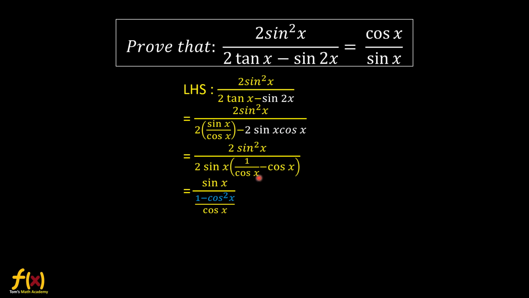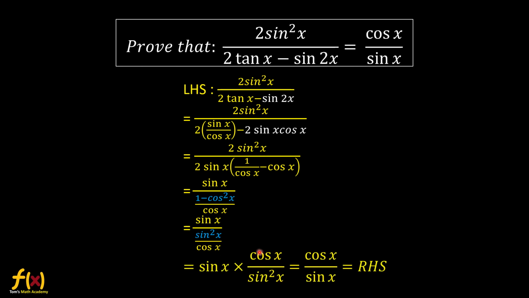Okay, the denominator, the bracket we modify. LCD is cos x. So we get 1 minus cos square x. And we know that 1 minus cos square is sin square x. So we simplify again. See, sin x must be divided by a fraction, so we have to multiply by the reciprocal. Then sin x and sin square x can be simplified to sin x, leaving cos x over sin x. That is our answer.